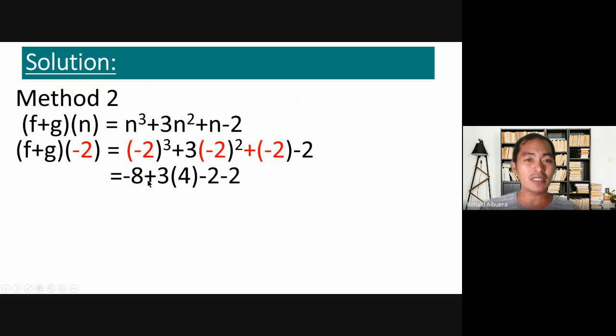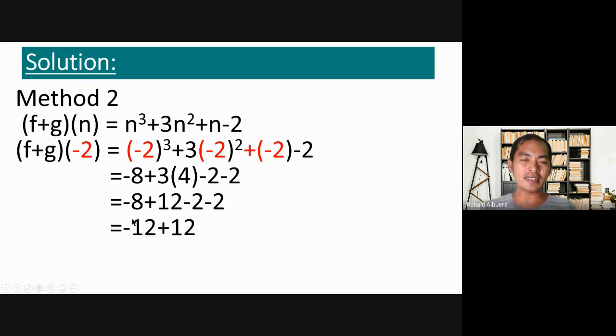Negative 2 cubed is negative 8. Ito munang may square. Negative 2 times negative is positive 4 times 3 is 12. Then, we add all negative. Negative 8 plus negative 2 plus negative 2. Adding the same sign, add the number and copy the sign. So that's negative 12 plus 12. Unlike sign, pag dalawa na lang, you subtract. Because unlike sign is, you are going to subtract and the answer is 0. Okay.